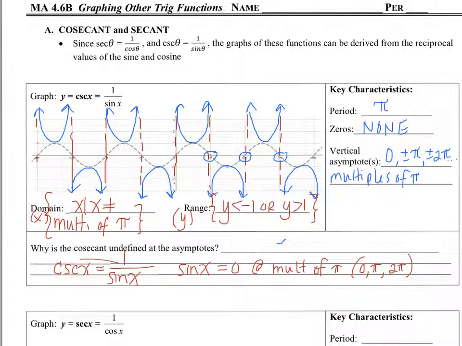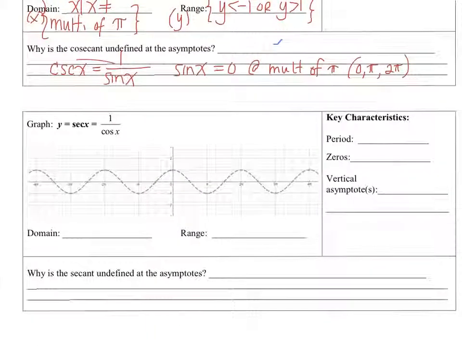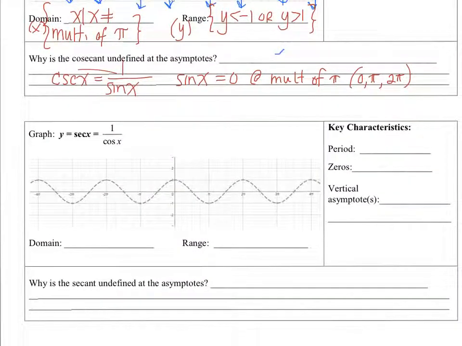All right, let's go down to the secant. All right, here's the secant. Now the secant pretty much works the same way as the cosecant. It's based off the cosine, and here's a cosine graph. And we can see that the cosine graph goes up and down, and that the cosine graph also has places where it is equal to 0. So we put those in as our asymptotes.